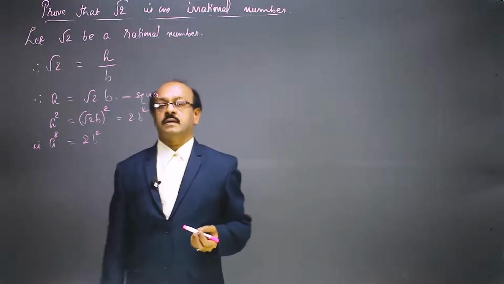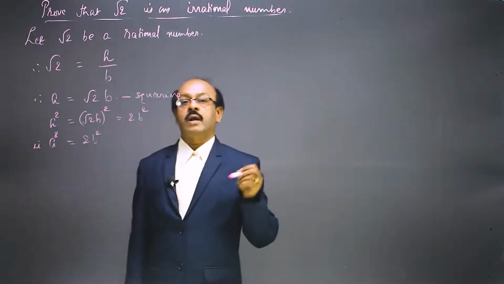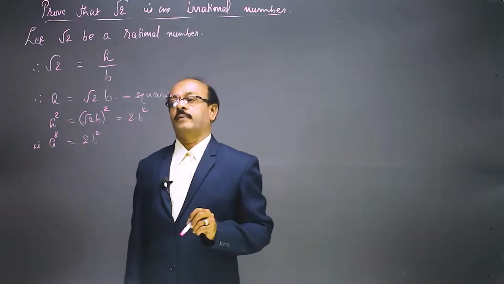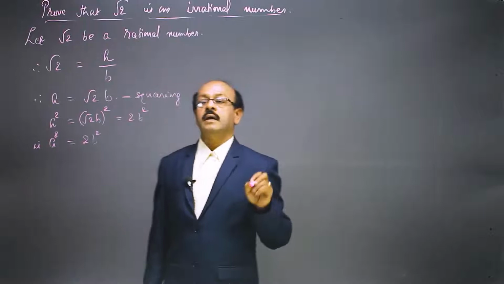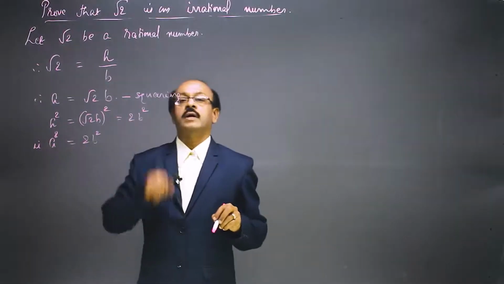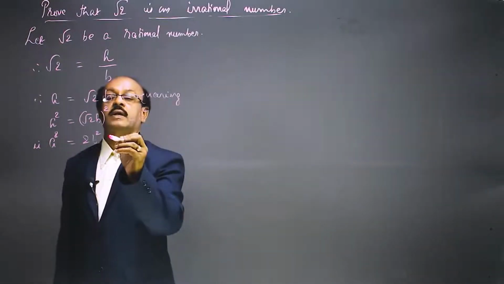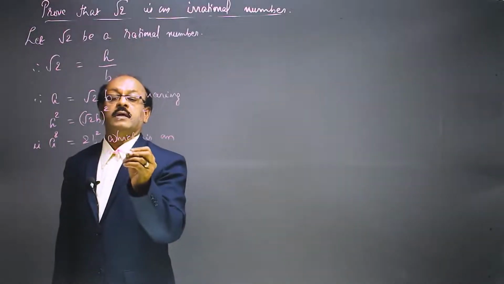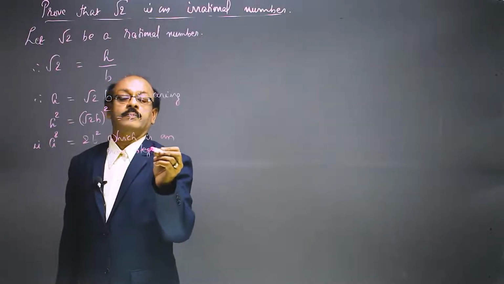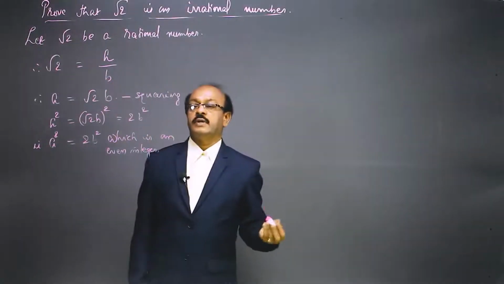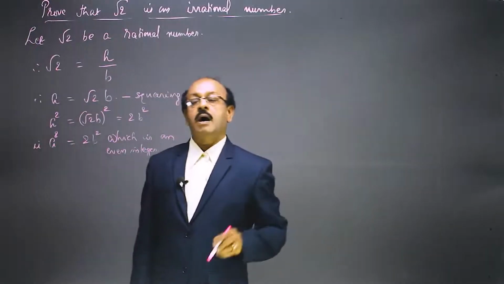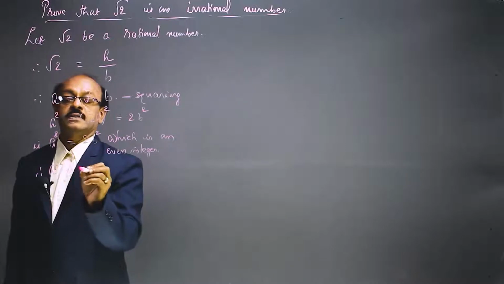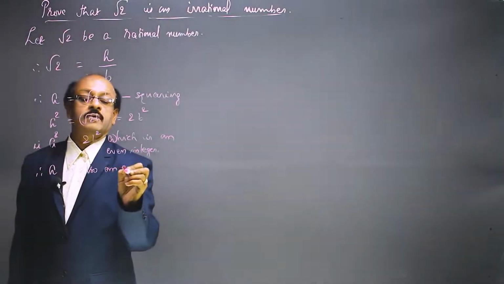Since b is an integer, b square is also an integer. When an integer is multiplied by 2, it becomes an even integer. That means 2b square is an even integer. So a square is an even integer, therefore a must also be an even integer.